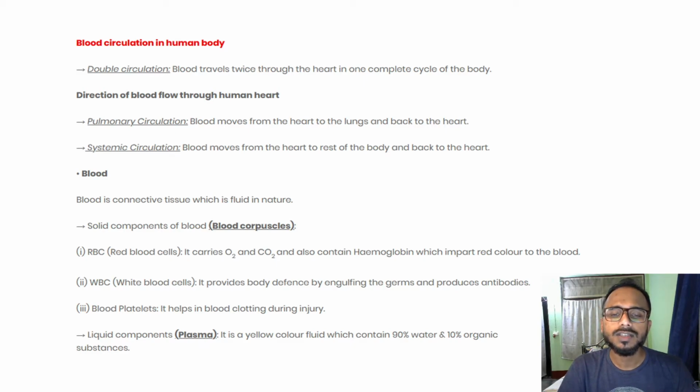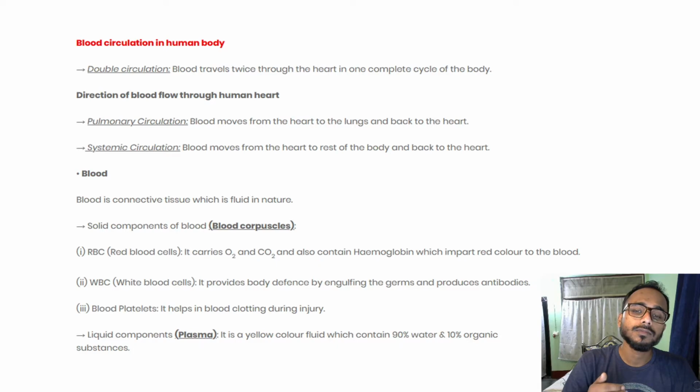This plasma is very helpful in reviving the quality of your blood or the quality of your cells. If the quality of your plasma is very good, that means the quality of your blood is also very good. You can say it like that.